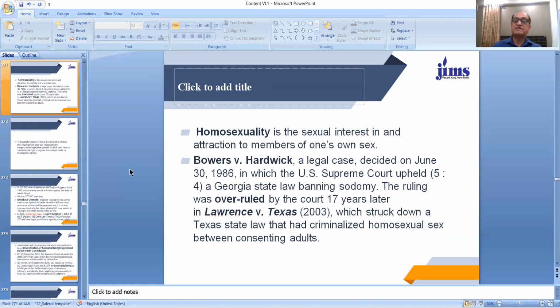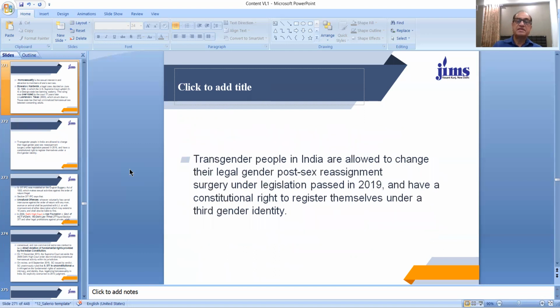So in the first case, the Supreme Court upheld a law which banned sodomy. So homosexuality was banned, and the court said that this ban is okay. But after 17 years, the Supreme Court struck down a law which had criminalized homosexual sex between two consenting adults.